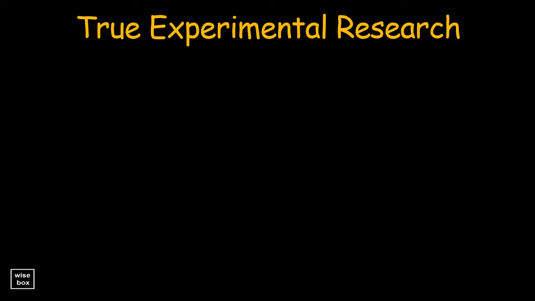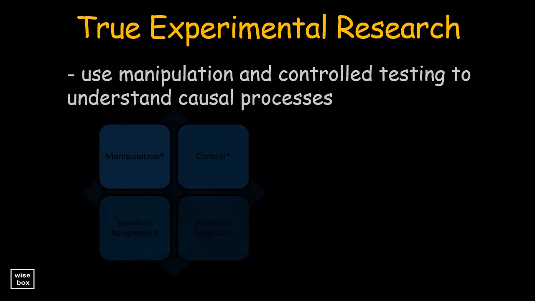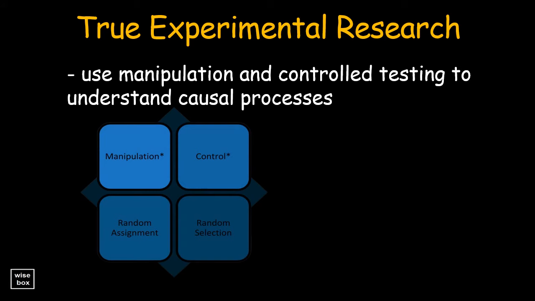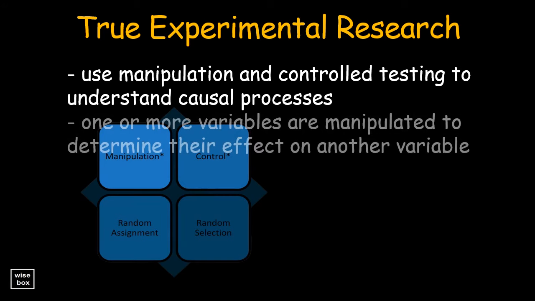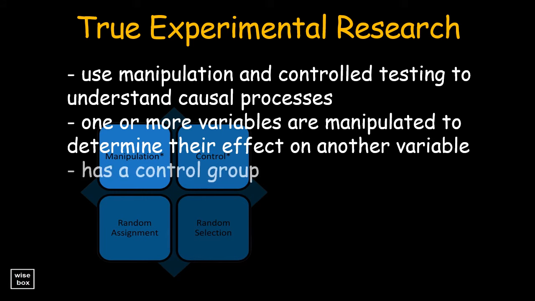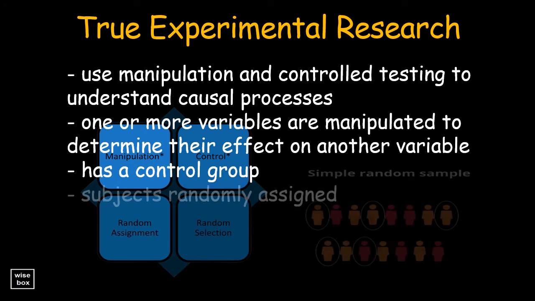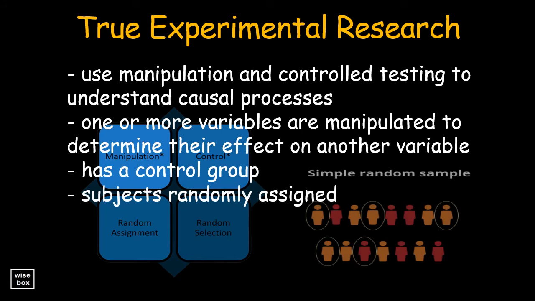True experimental research are research designs which use manipulation and controlled testing to understand causal processes. Generally, one or more variables are manipulated to determine their effect on a dependent variable. It has a control group. The subjects have been randomly assigned between the groups, and the researcher only tests one effect at a time.